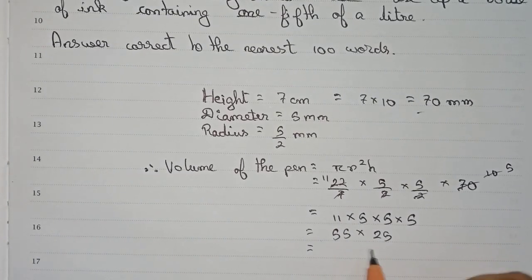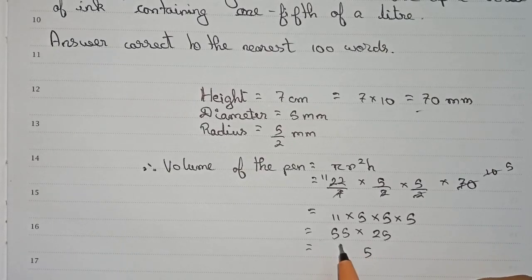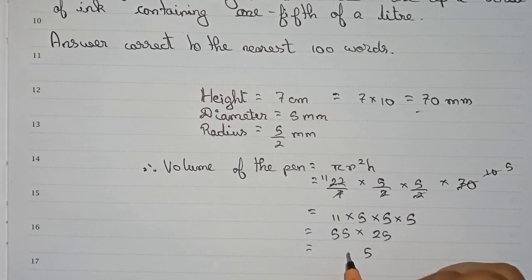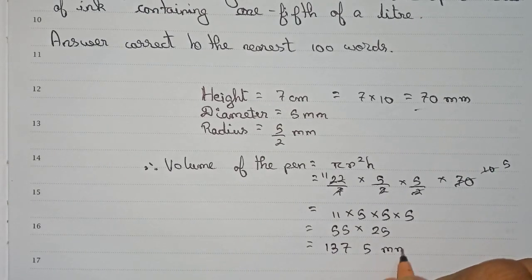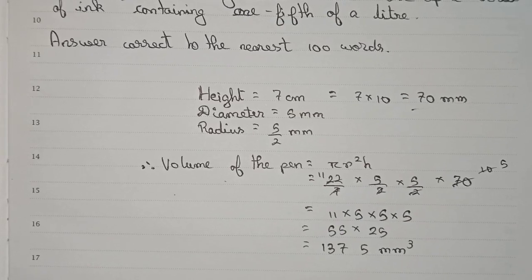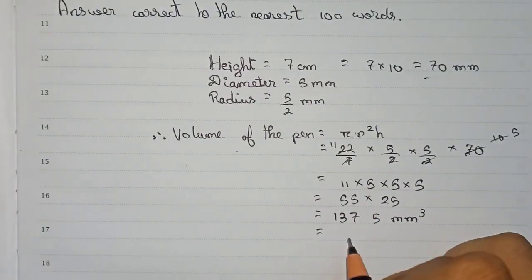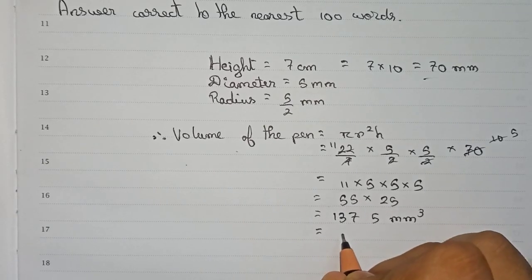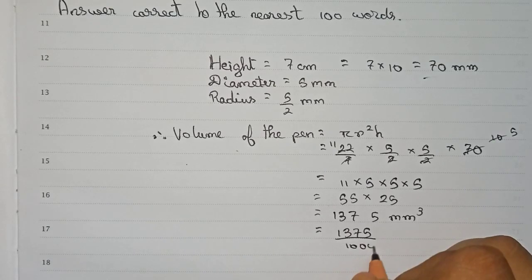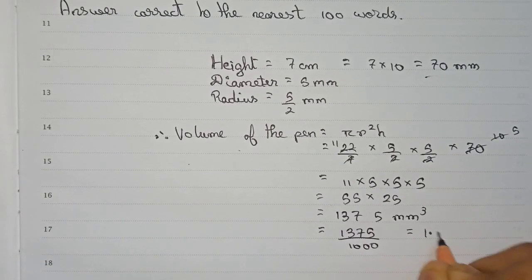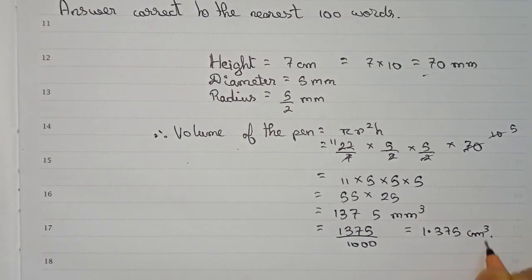So 25 into 5, that will be 125, 12 carry. So again 25 into 5, 125 plus 12, so it becomes 137. So 1375 millimeter cube. Now this millimeter cube we need to convert into centimeter cube. To convert into centimeter cube we will divide it by 1000. So 1375 by 1000 will be equals to 1.375 centimeter cube. Now it will be easier for us.